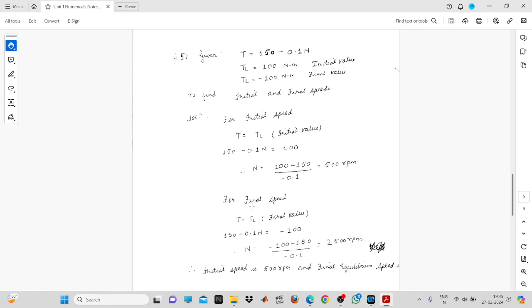So in this way, you can solve the numericals of the first unit.